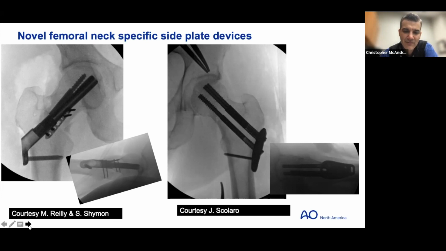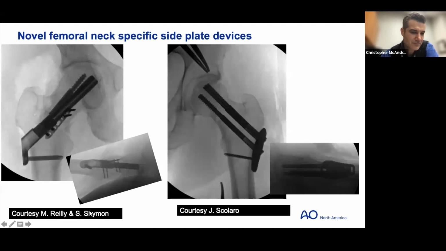Maybe it gets a closed reduction, maybe it gets an open reduction, but you just think their bone quality is not quite as good as most young people, and you might need some extra support and some extra anti-rotation or length in the long term. What are you guys' thoughts on these things?